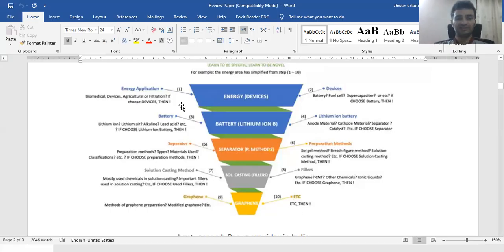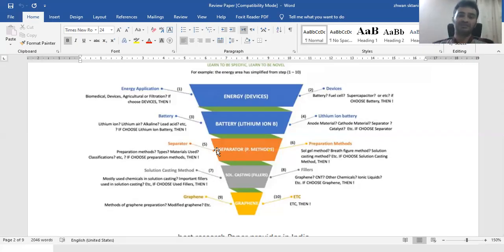So imagine from energy application, we came to device, then we chose the type of device. After that, which feature of the battery, after that methodology, how to prepare it, and from this preparation, which parameter we use. So step by step, we became more specific.